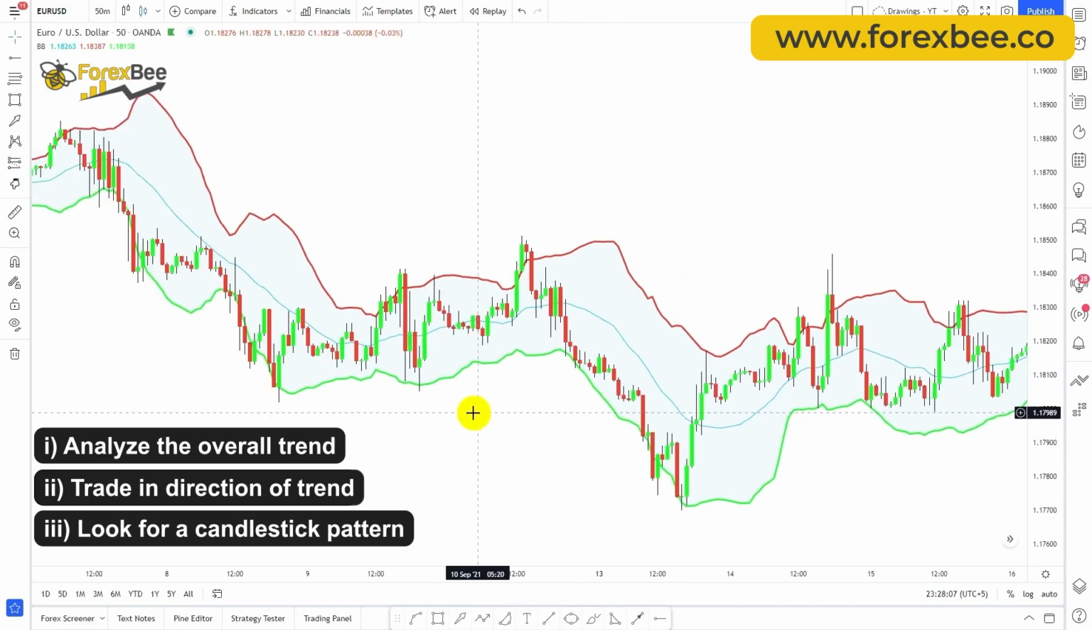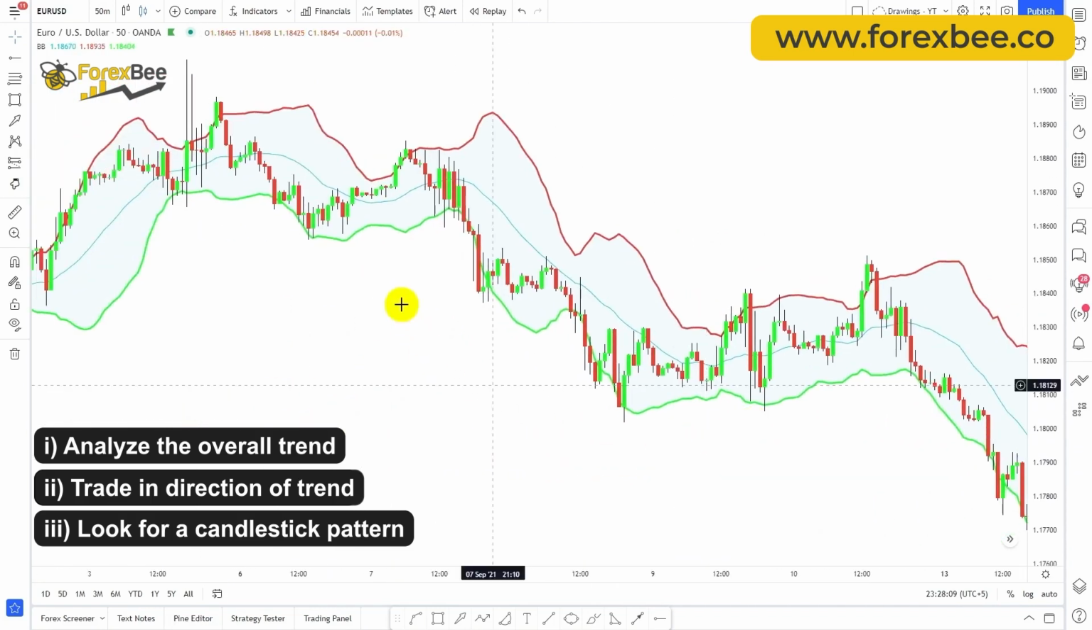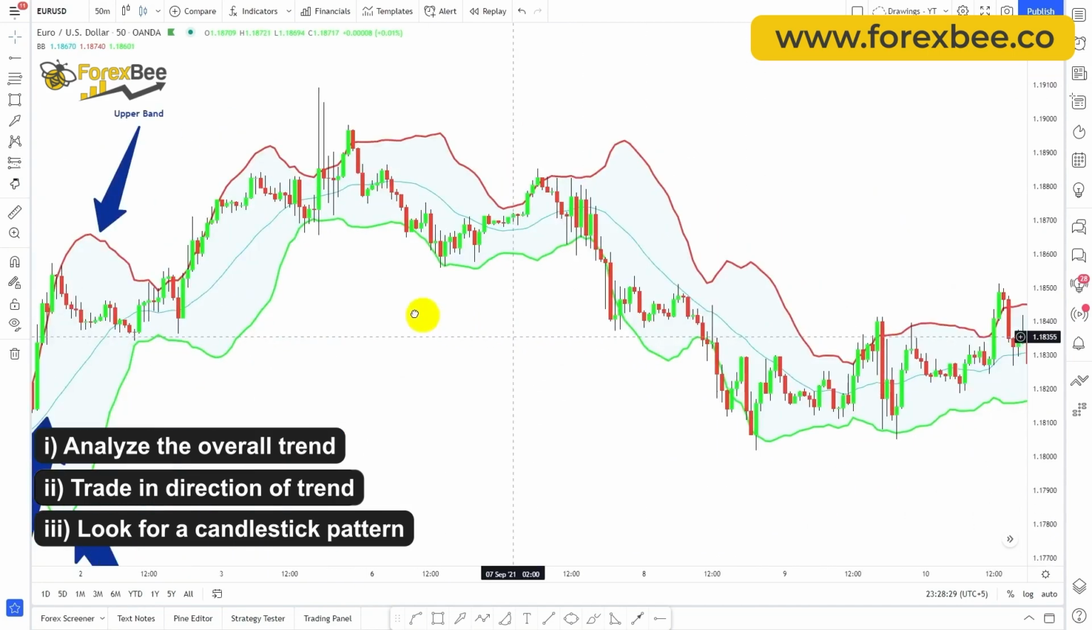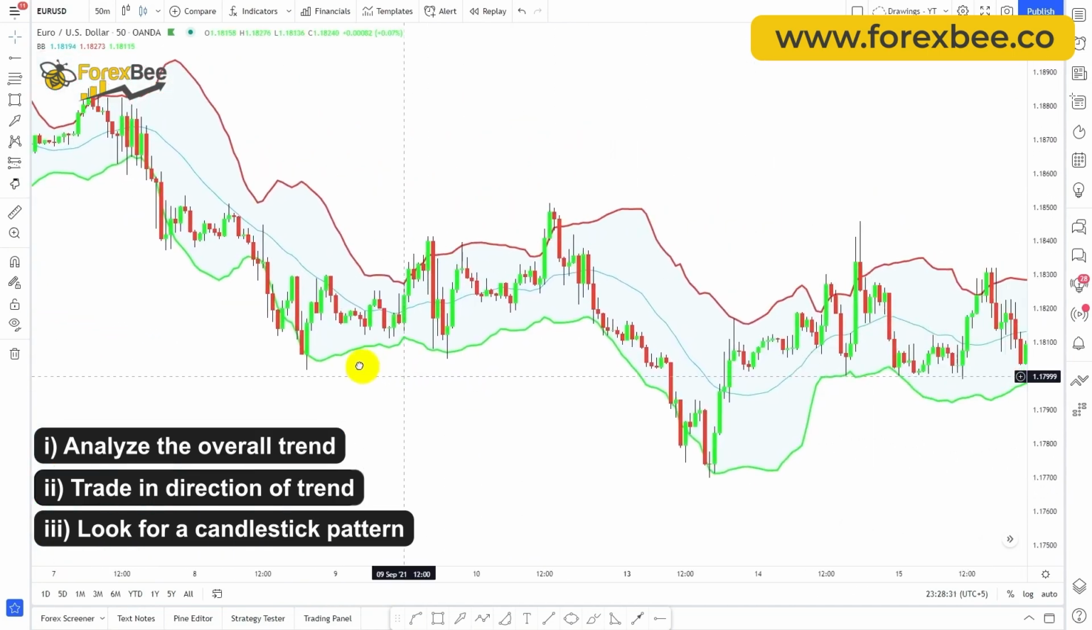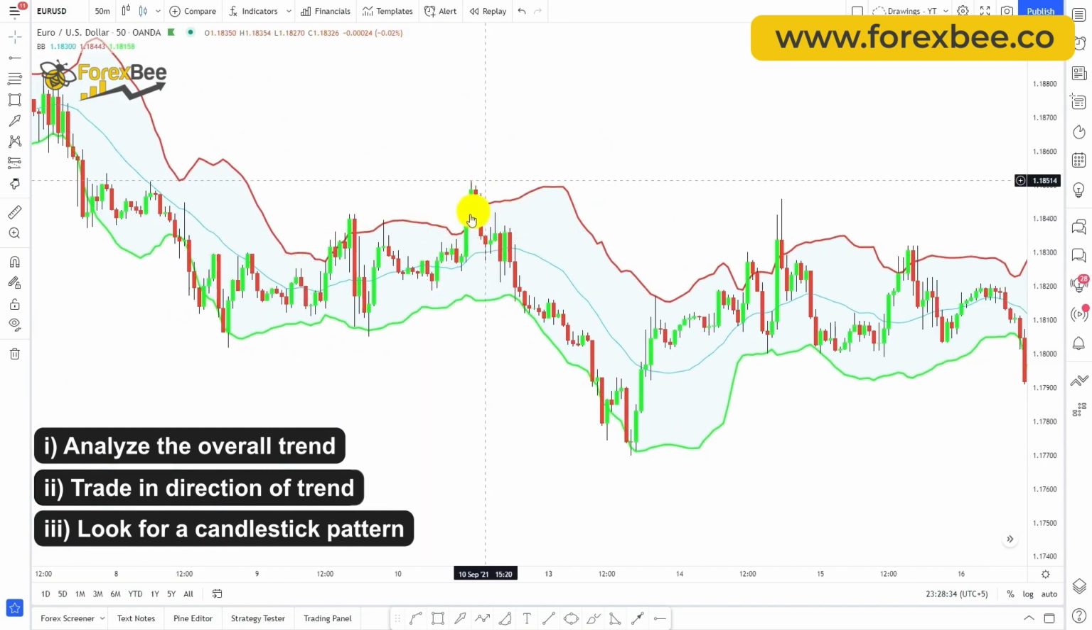But in order to add a confluence, we need to look for a candlestick pattern that is indicating that the price is gonna go in the bearish direction. So we need to look for the candlestick pattern near the upper band. Let me go here to see if we can find some candlestick pattern. We can see here there is a formation of this inside bar, and after the inside bar we can see this impulsive candle in the bearish direction.